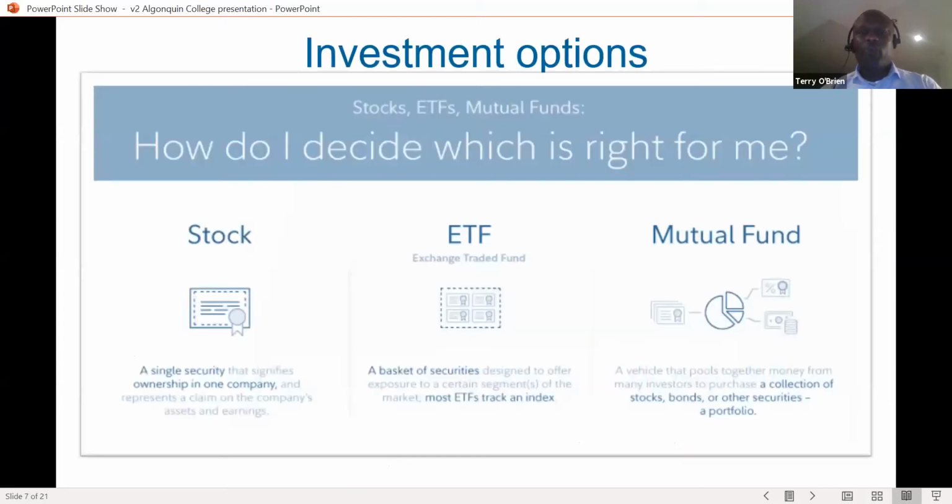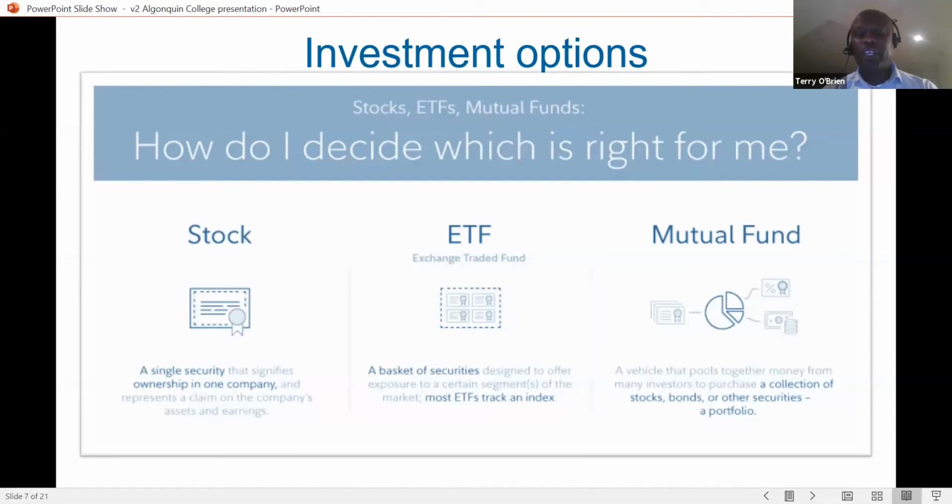So I'm going to give you a brief description of mutual funds, exchange traded funds, and stocks. First, we'll start off with mutual funds, which are probably the most common investment solution that a lot of people use. So mutual funds basically is a pool of money that's put together with many investors' money, and we purchase stocks, bonds, and other securities to create a portfolio.